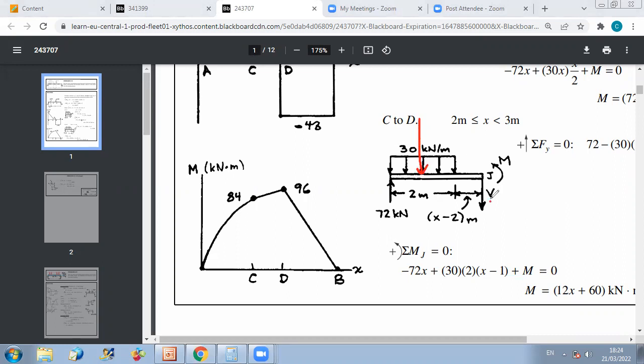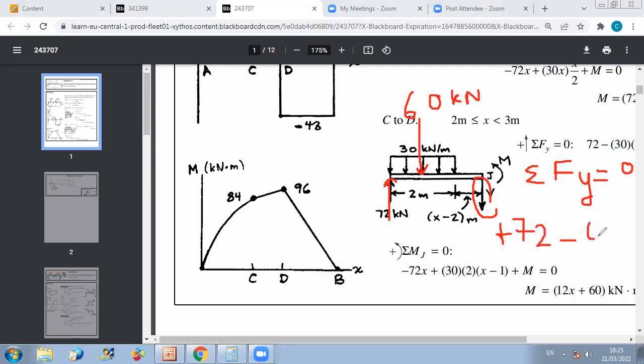And now to get what is V, we say that the sum of forces along Y equals 0. Now, what are the forces acting on the left part, which is remaining? We have the 60 kilonewton, which is the equivalent force of the distributed load. We have, of course, the reaction at A, which is upward. So you have plus 72 minus 60 and minus V, because as we said, V is positive downward. So it's minus V equals 0.